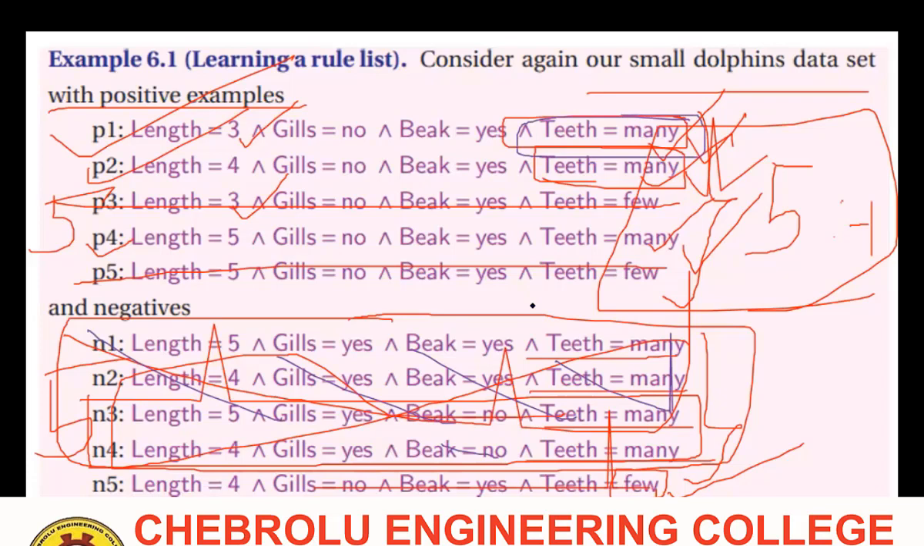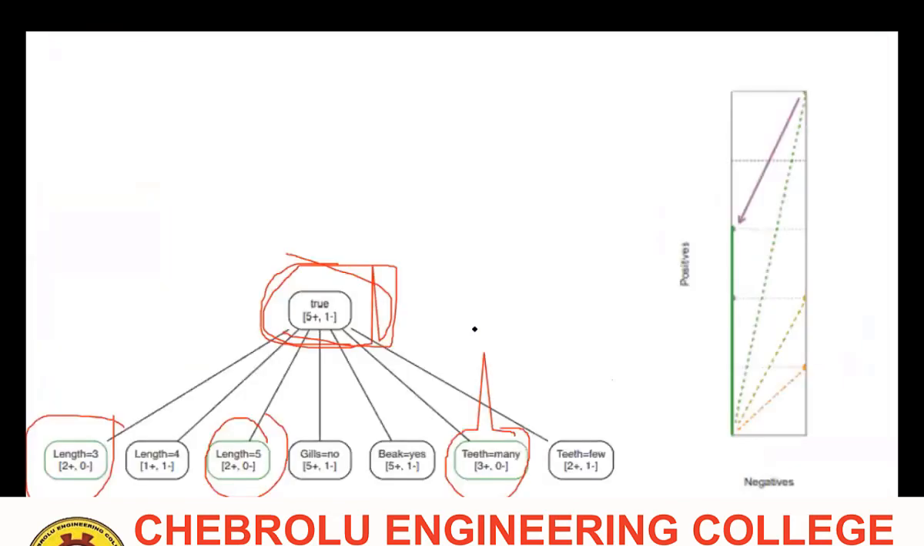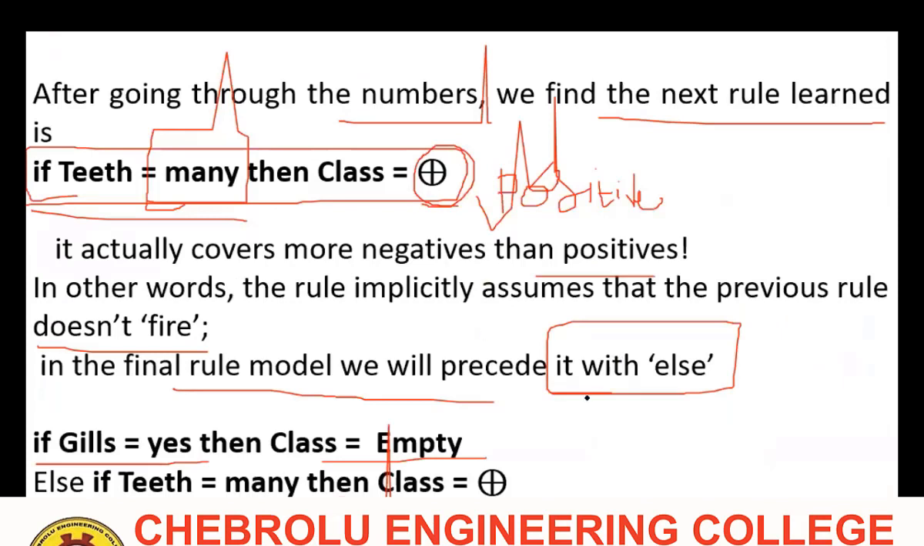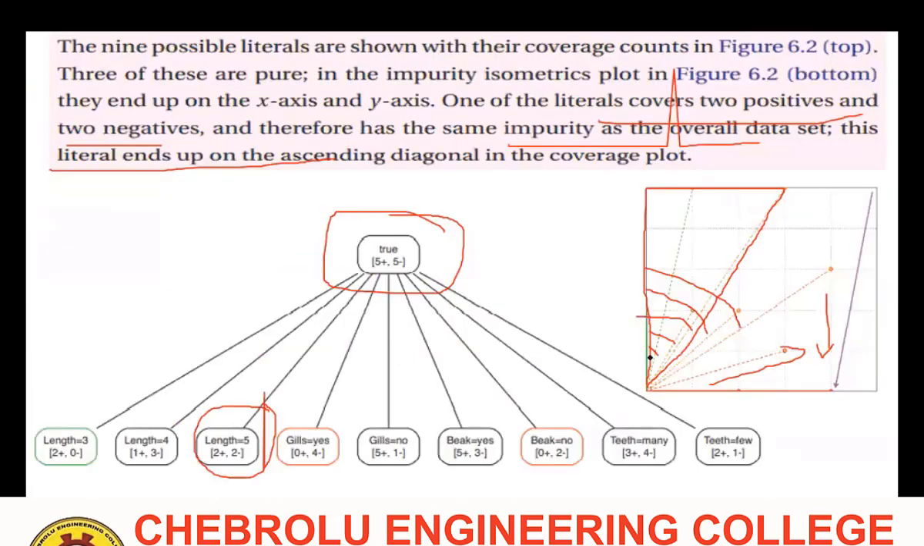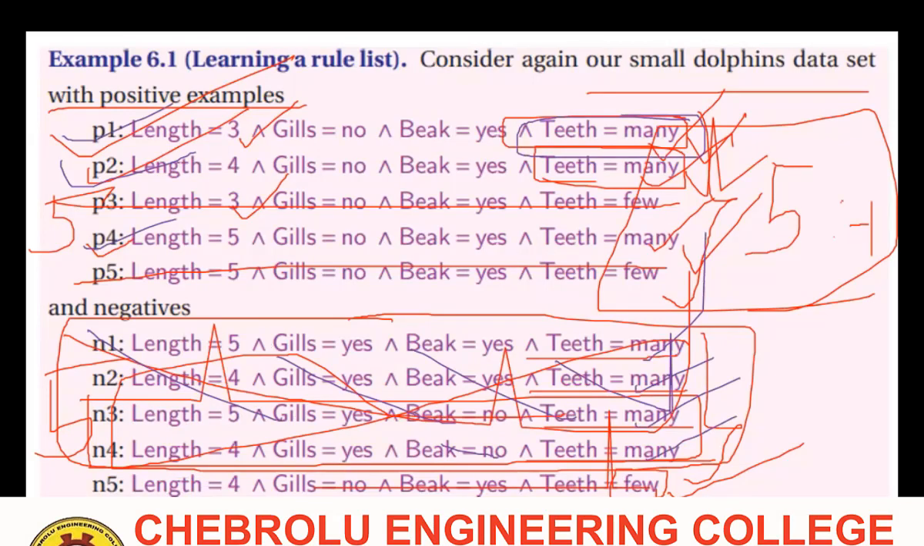Now, this cannot be used as standalone. If I use it as standalone, it covers P1, P2, and P4. Not only that, my dear friends, it also covers N1, N2, N3, N4. That's why I am going to use this rule with a precedence of else. I will precede this with an else. It actually covers more negatives than positives. It covers 3 positives and 4 negatives.